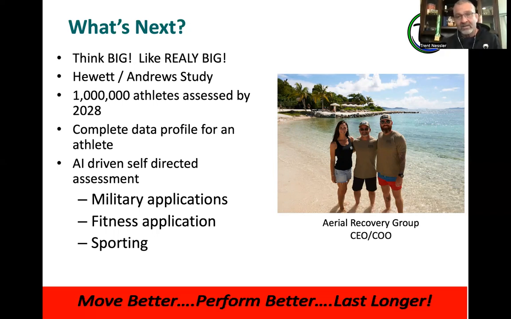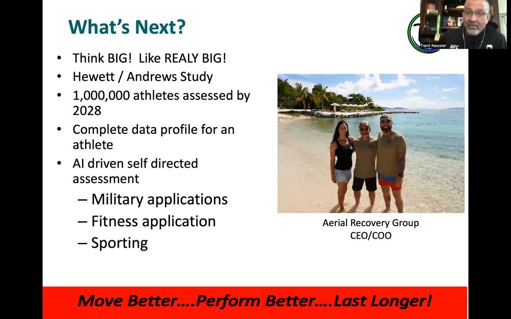We've got over 4,000 subjects that we're going to be looking at. It's going to be a long study, like five years, 65 sites across the US and Australia. Super excited about that one. His research has been a big influence on me. So that's super exciting. My goal is by 2028, we'll have data on over 1 million athletes across the world.